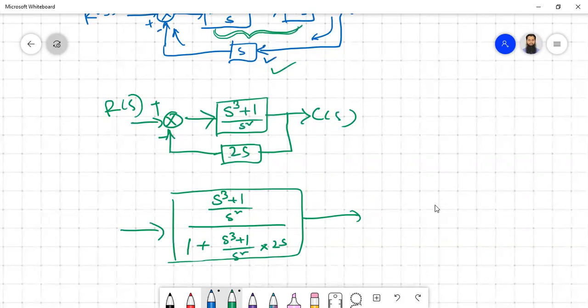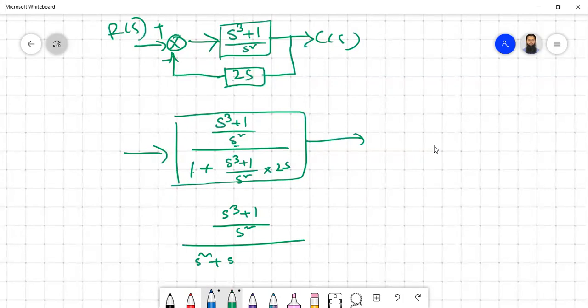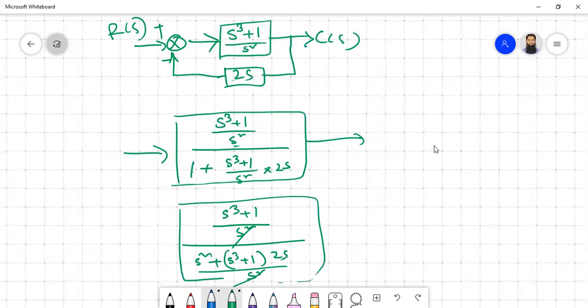But it is of no avail because in the numerator you also have 1 by S squared. So keep it that way. We just multiply. So what we are going to get is S cubed plus 1 by S squared divided by S squared plus S cubed plus 1 into twice S by S squared. So S squared gets cancelled out.